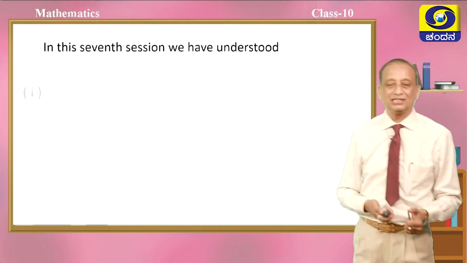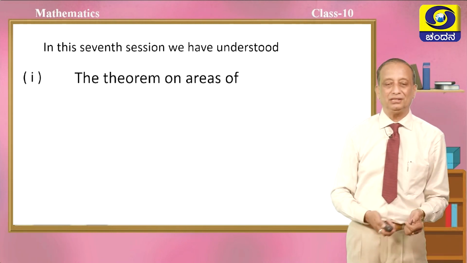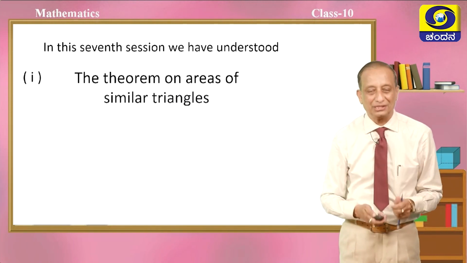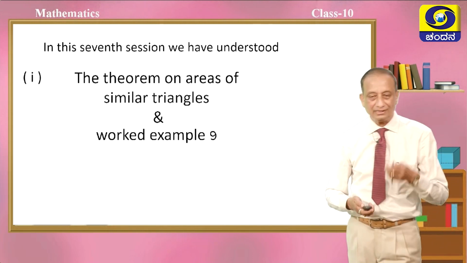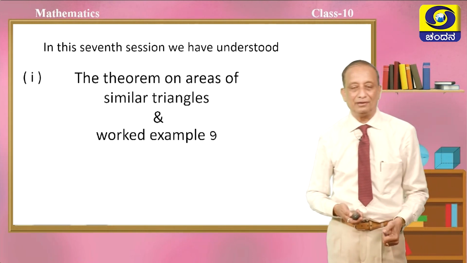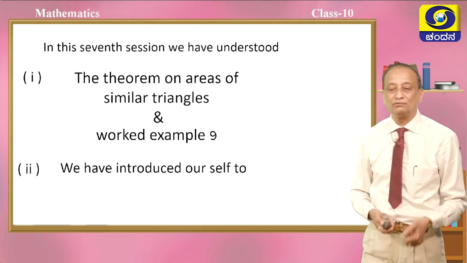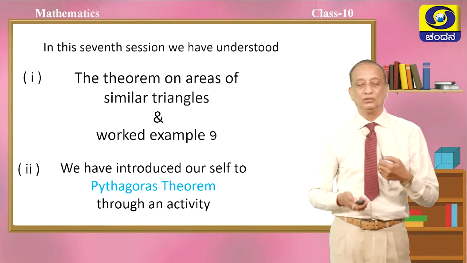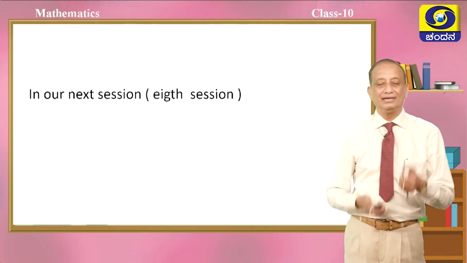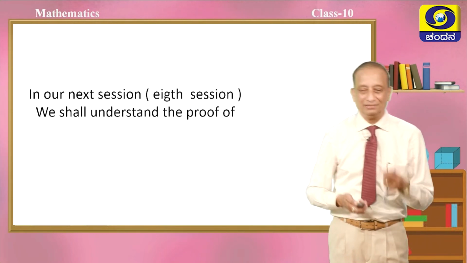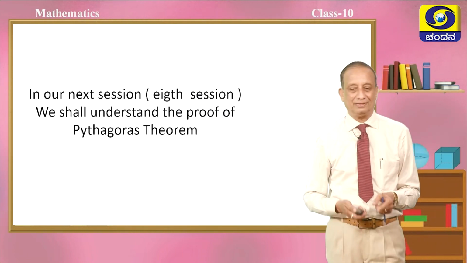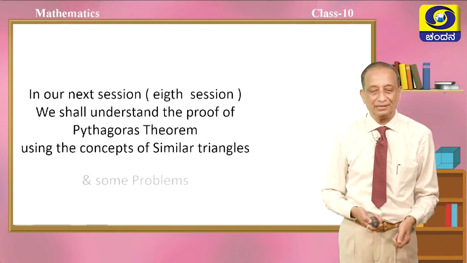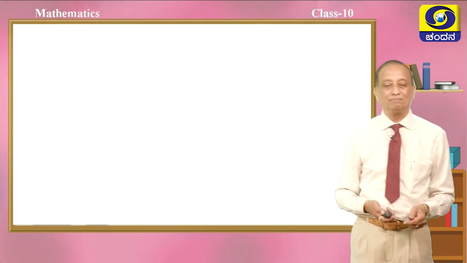So in this 7th session we have understood the theorem on areas of similar triangles, and some worked examples like example number 9, and also we have introduced ourselves to Pythagoras theorem through an activity. In our next session, the 8th session, we shall understand the proof for Pythagoras theorem using the concepts of similar triangles and work out some problems, children.